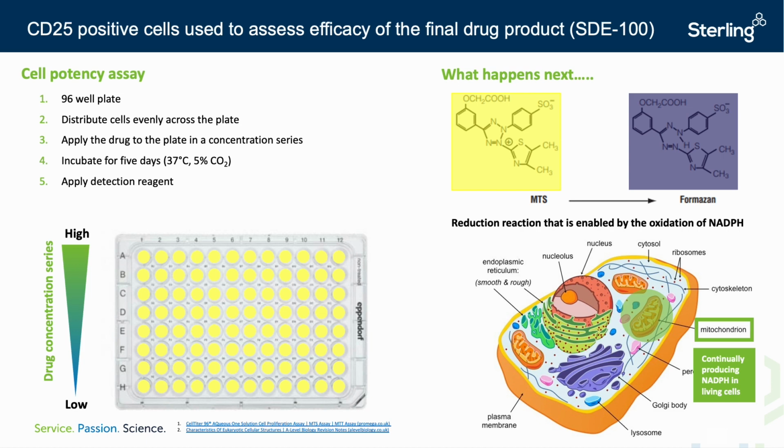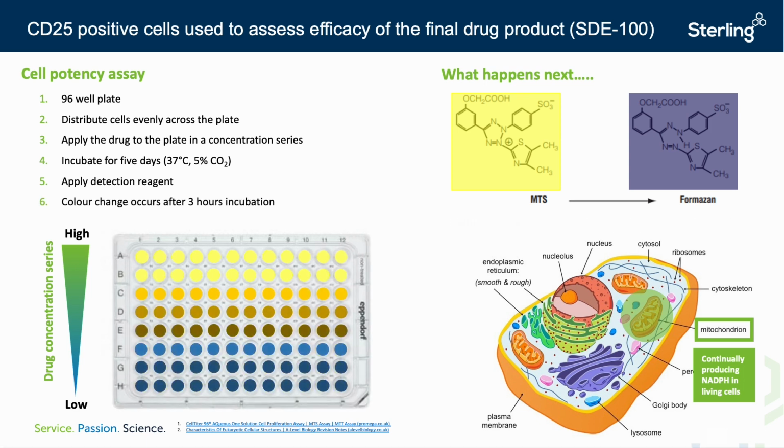Yellow MTS is reduced to blue-purple formazan in the presence of NADPH. NADPH is continually produced in mitochondria, the respiratory organelle in living cells. Therefore, this reduction and colour change only takes place in live cells. In simple terms, the wells with predominantly dead cells remain yellow, the wells with predominantly live cells turn blue. After a 3-hour incubation, we see a drug concentration dependent colour change from yellow to blue down the plate.